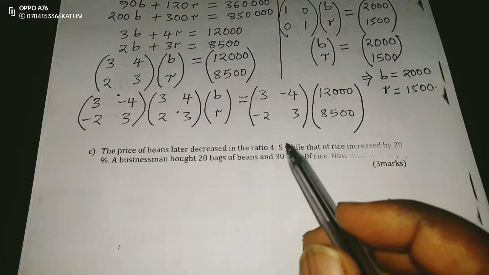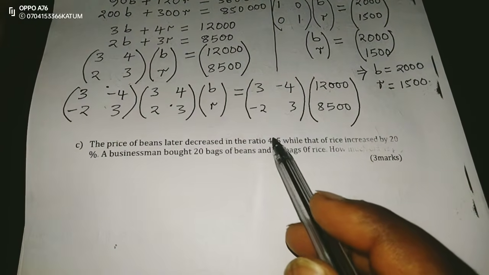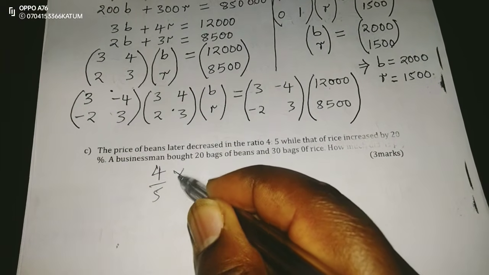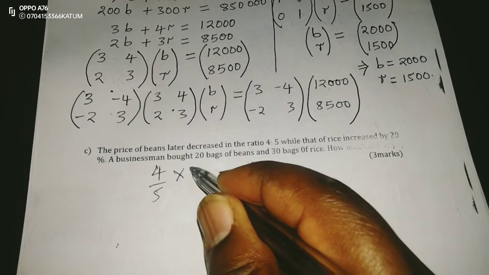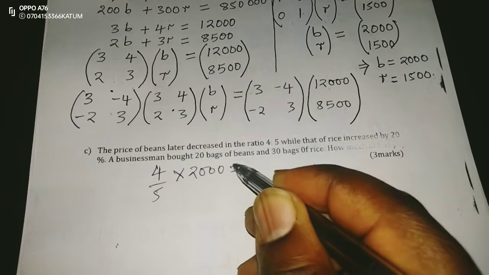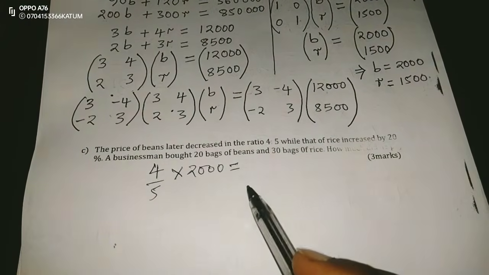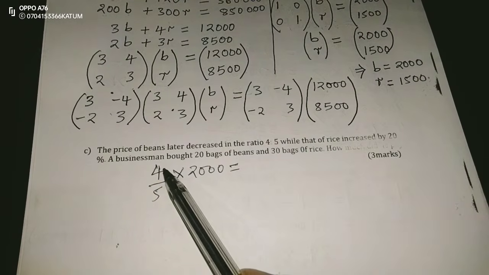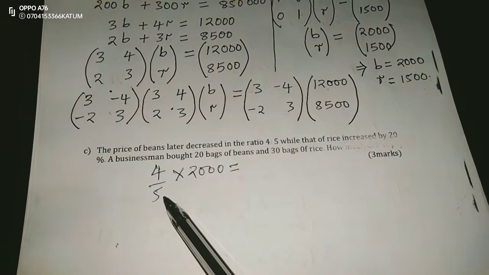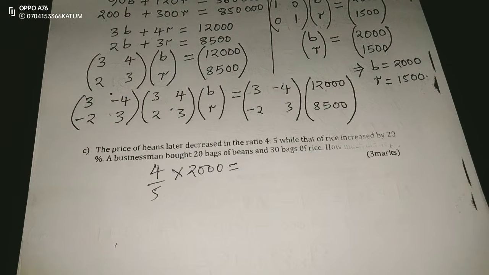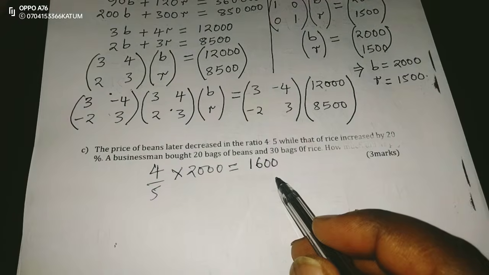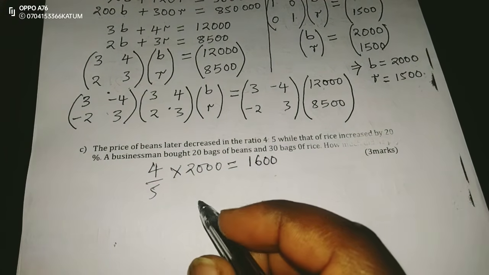So we will have the beans price decreasing in the ratio 4:5. So 4:5. That is for beans, therefore 2,000. So 2,000 changes in this ratio. In other words, when it is a decreasing ratio, we multiply with the ratio such that the smaller proportion is on top and the larger one is at the bottom because it is a decrease. So 4 out of 5 by 2,000, this becomes 1,600. So the bag of beans cost 1,600, while that of rice increased by 20%.